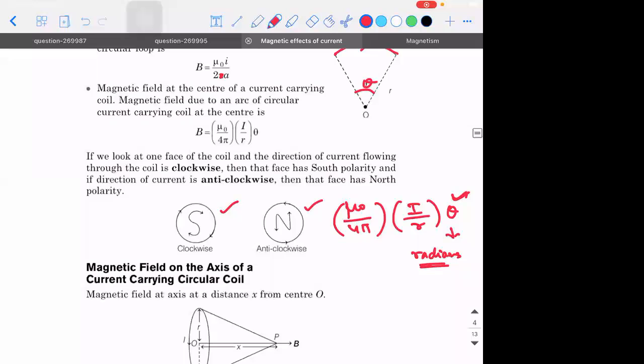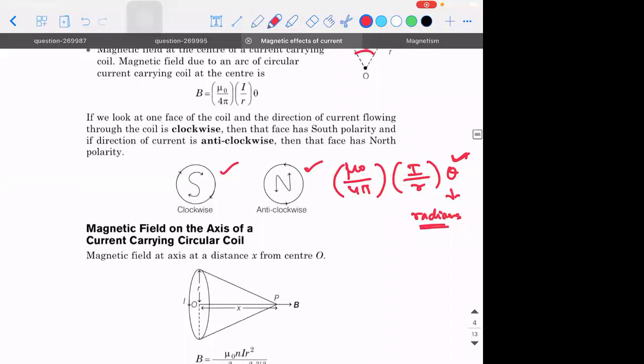Similarly, this point also you guys know. If you take a loop, if the current is flowing in the loop in the clockwise direction, then you are facing the south pole. If the current in the loop is flowing in the anti-clockwise direction, you are facing the north pole. This is called the clock rule, right?